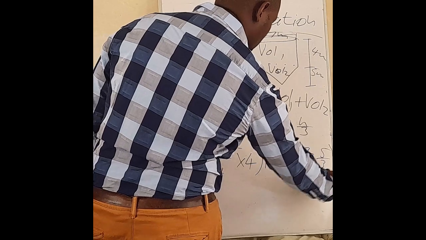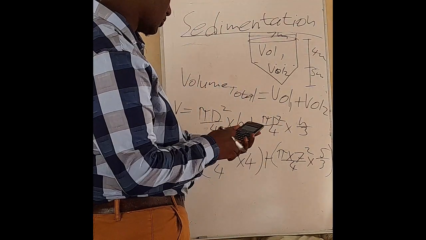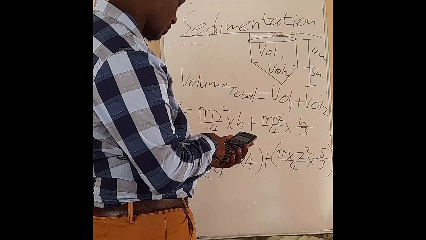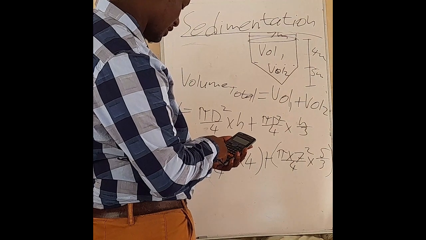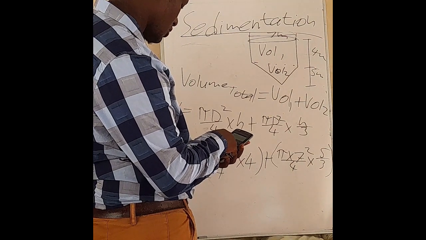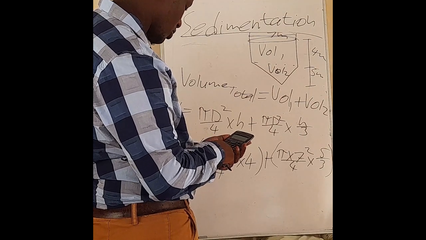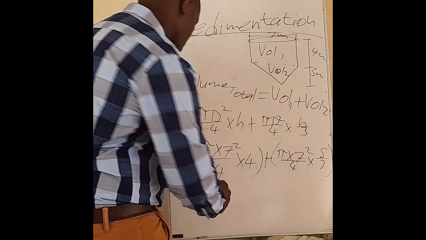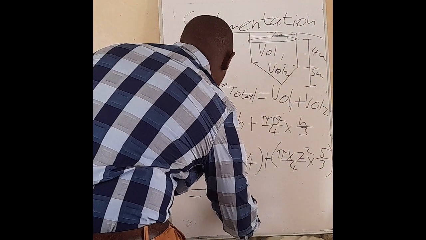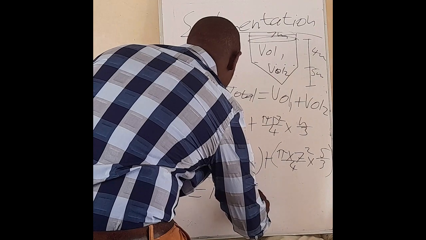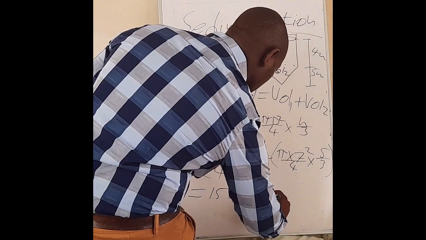Okay? So that's our second volume. So let's just quickly punch those in. Let's look at the first one. It's pi multiplied by 7 squared over 4, and then we multiply all of that by 4, close our bracket, and it comes to 153.938. I just like rounding up to the third decimal.